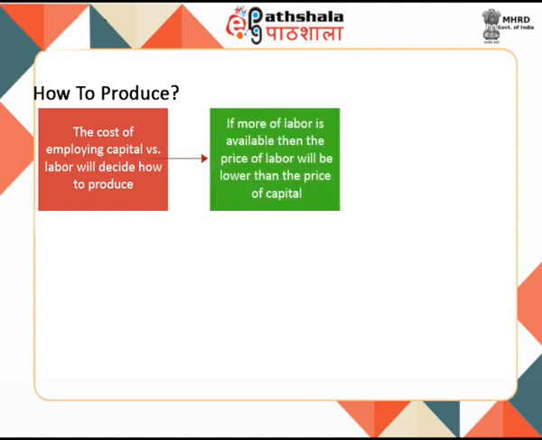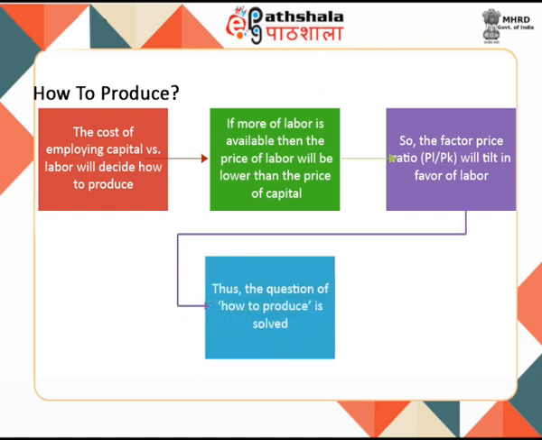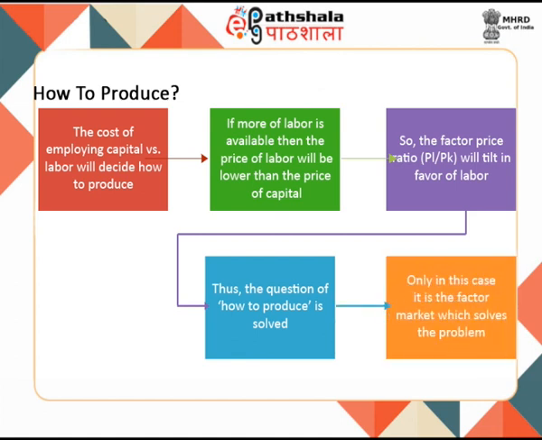If more of labor is available, then the price of labor, or the wage rate, will be lower than the price of capital, or the rate of interest. The factor price ratio, that is PL/PK, will tilt in favor of labor. Thus, the question of how to produce is also solved by the price mechanism. Only in this case, it is the factor market which solves the problem.